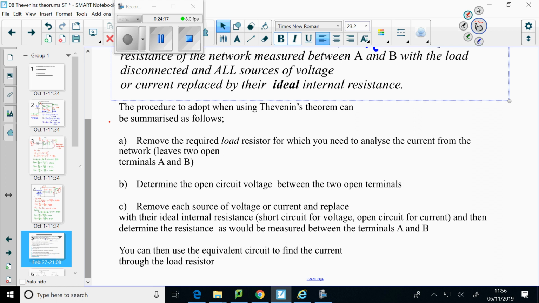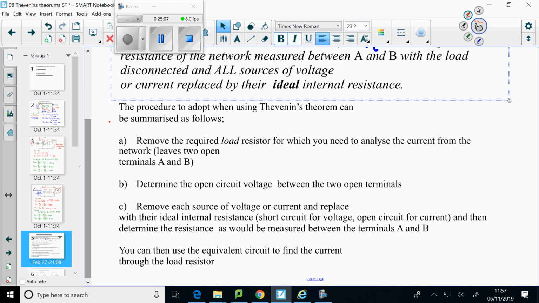Then you remove each source of voltage or current and replace it with its ideal resistance. So you replace a voltage source with a short circuit, you replace a current source with an open circuit, and then you determine the resistance looking back into the circuit from the terminals A and B. Right. And what happens then is you can use that equivalent circuit, so you'll end up with a V little t and an R little t. You'll connect your load resistor back to these terminals A and B as a simple series circuit calculation to calculate the current, voltage across, and so on.